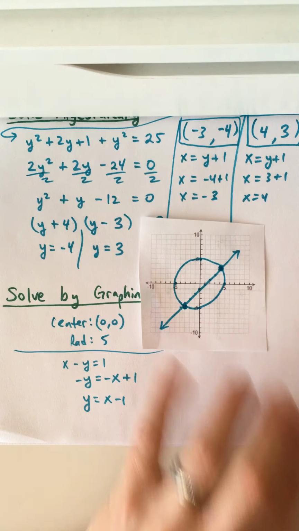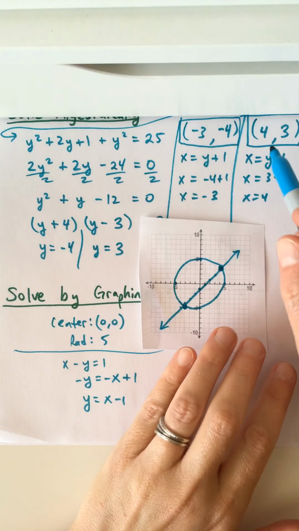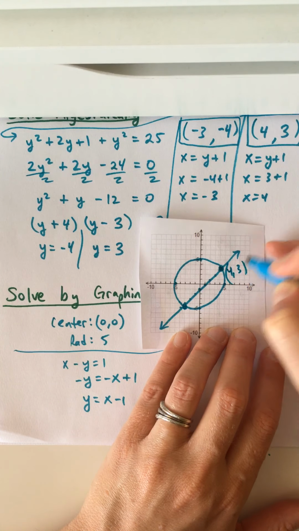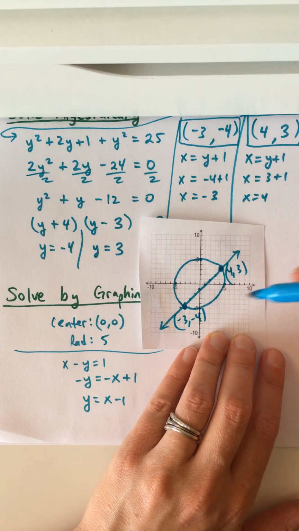And it's kind of hard to see because it's a circle, but we can verify what we found algebraically up here, that we have one point of intersection at 4, 3, and we have another point of intersection down here at -3, -4.